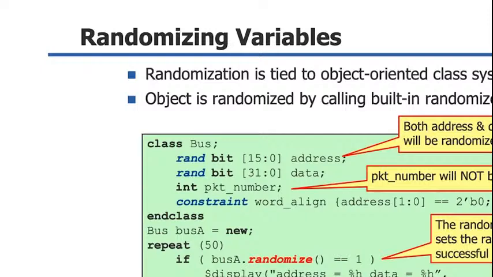And the randomize method will return true if it found a solution, and it returns false if it doesn't find a solution. So one thing to remember is that you should always test the result of the randomize method. There may be a variety of reasons why you might want to change your course of stimulus based on the randomization not succeeding.